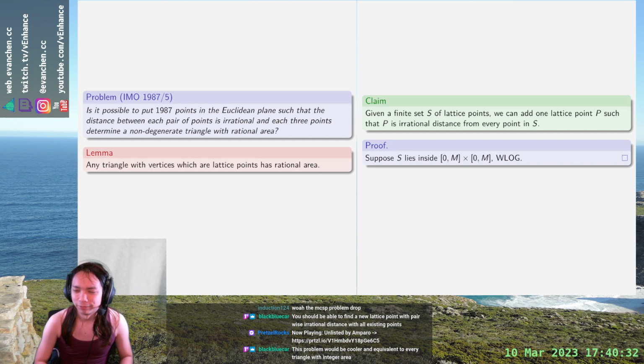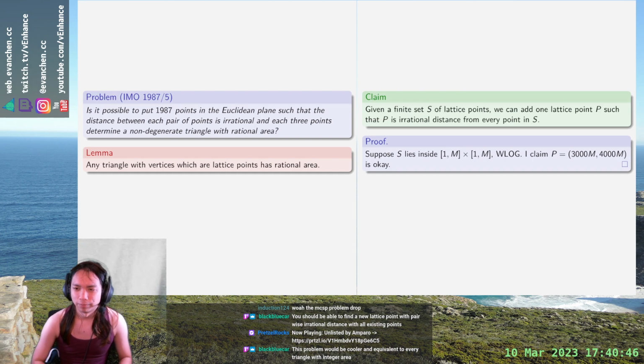Let's find out. I'm going to use 1m actually, 1m by 1m. And I claim that p equals (3000m, 4000m) is okay. Because the distance from, I might eat my words in just a moment, to a point (u, v) is (3000m minus u) squared plus (4000m minus v) squared, which is 25 million m squared. Oh shit, the constants might actually not be that small. The point is it's 5000m squared plus a small perturbation, which is, ah shit, it might be too big.